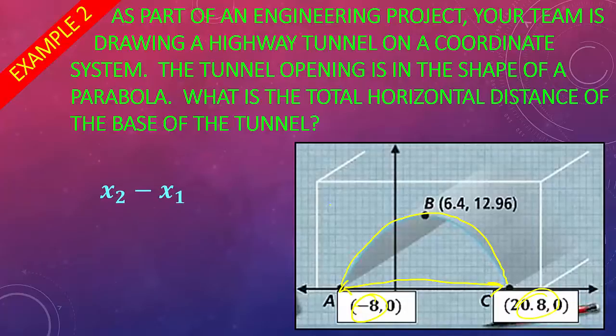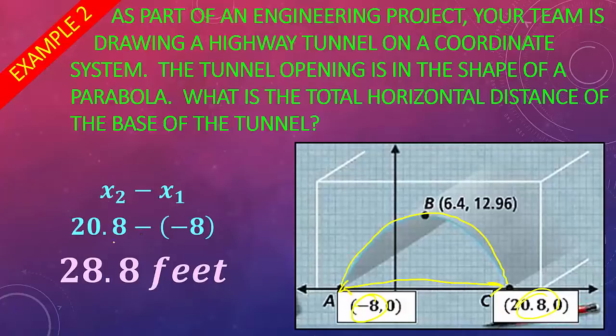Now notice that this is negative while this is positive. So that being the case, what you always want to do is take the one that's farthest to the right, subtract the one that is farthest to the left. So in this case, you're going to end up doing 20.8 minus negative 8, which, as we all know, is 20.8 plus 8. And when you add those two together, you get 28.8 feet.